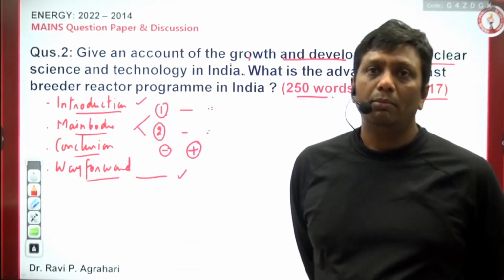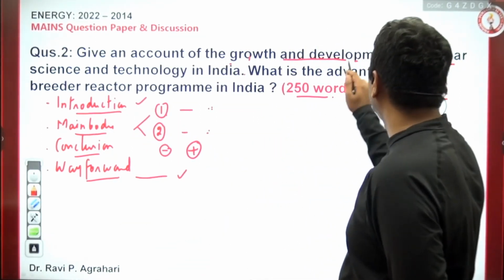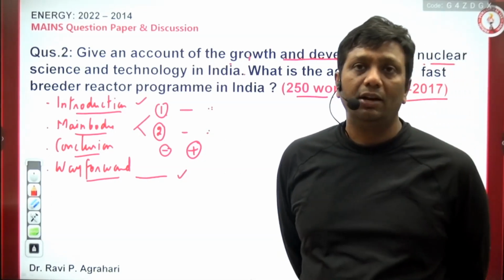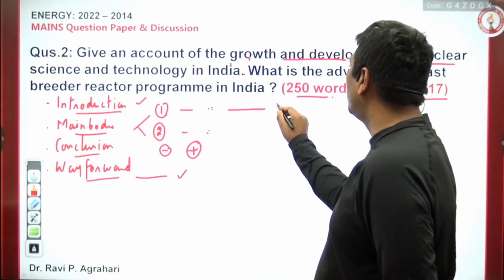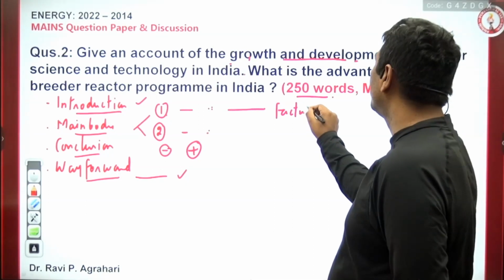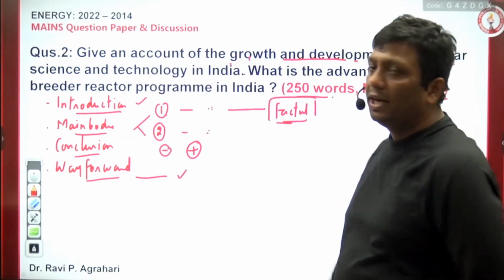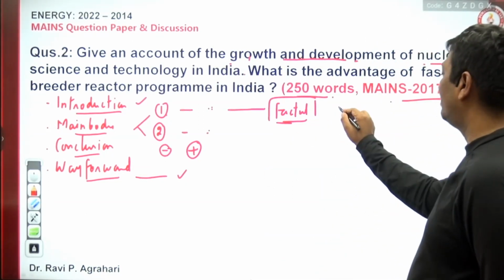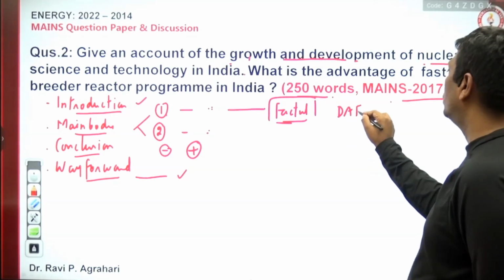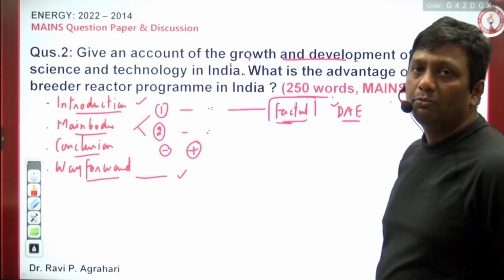I'm now going to the main body. In the main body, UPSC asks the question: growth and development of nuclear science and technology. In this case, you must include some factual data. You must include some factual data. In this case, you must start from the Department of Atomic Energy, the department which has been set up.